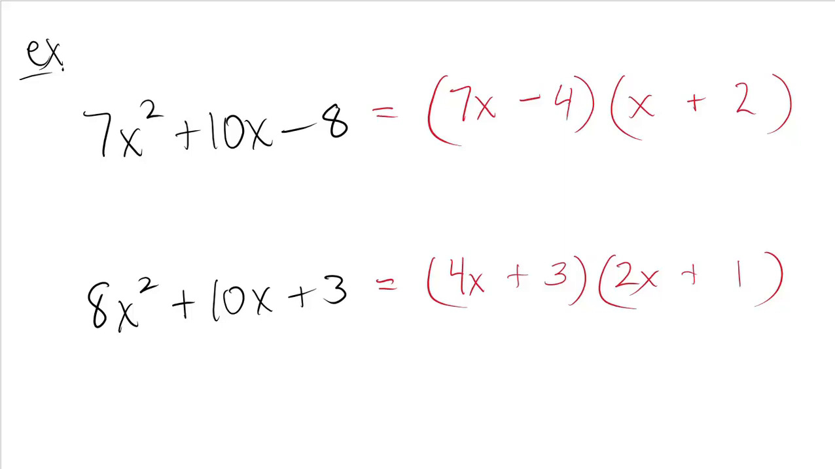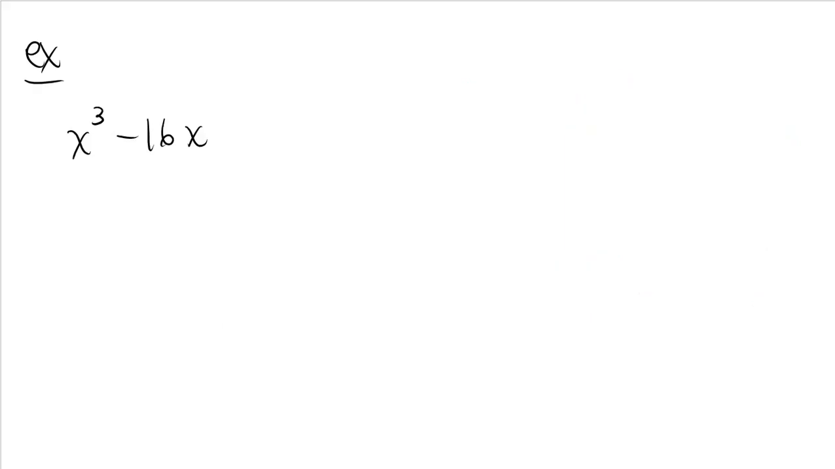Let's try a polynomial with a higher degree. This example asks us to factor x cubed minus 16x. The first thing I look for when I factor is a greatest common factor. Not only is that a necessary step in order to factor completely, but it'll reduce the coefficients or the powers on the variable and often make your factoring easier. I'm going to pull out a factor of x.